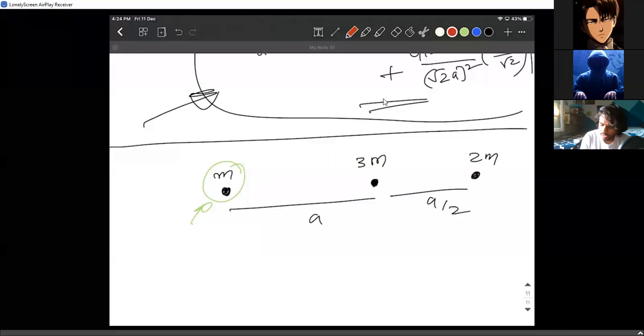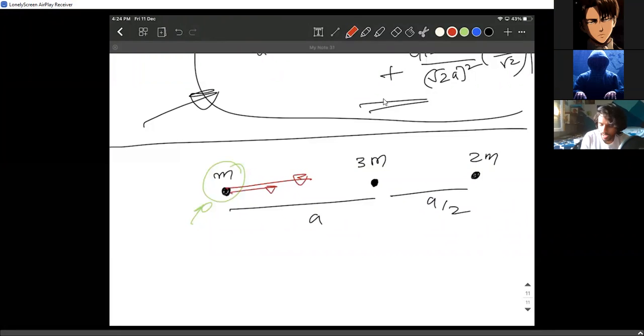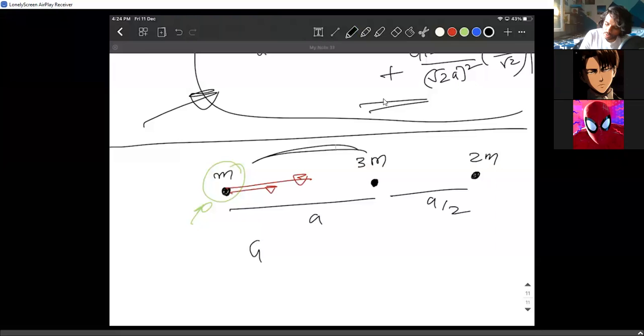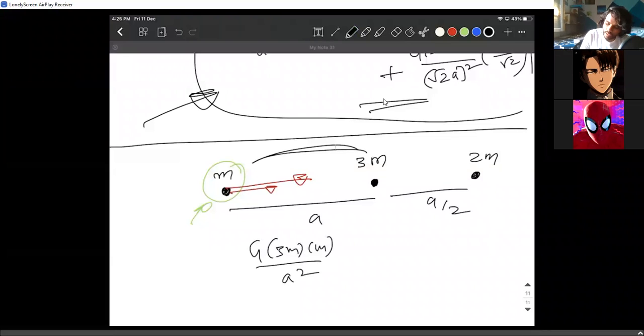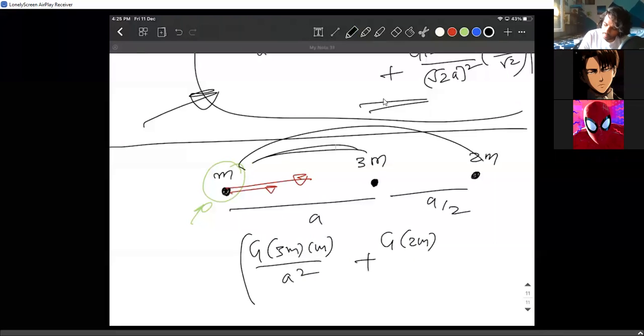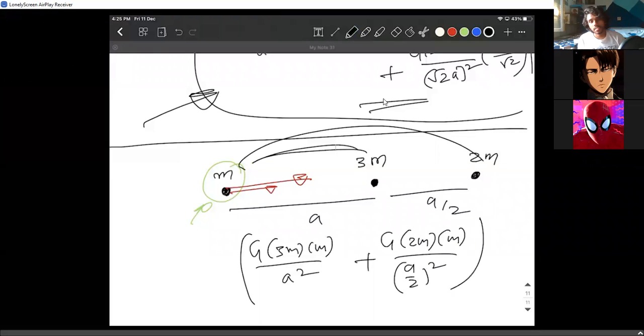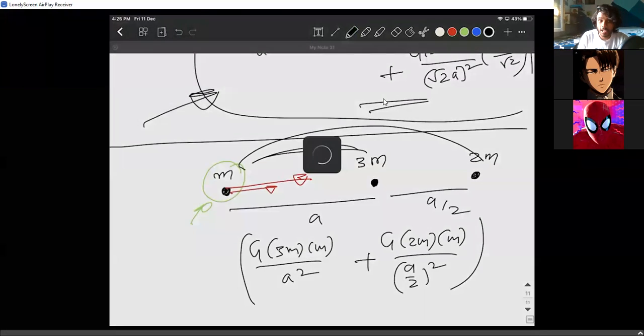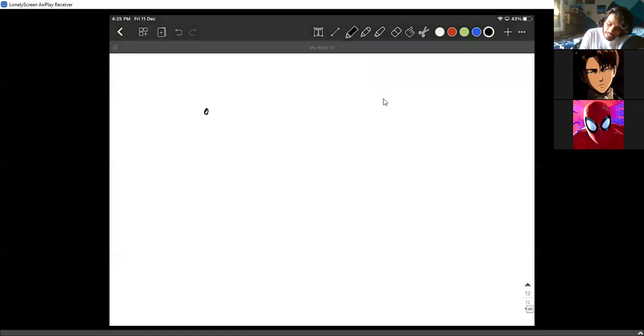I guess you can write it, right? The first force and the second force both are acting in the same direction. So all you need to do is, first of all, take these two, G 3m into m by a square, and then take these three, G 2m m by a by 2 whole square. Since they're in the same direction, I'm not putting any vectors there. But this is not the interesting part. The part where it gets interesting is this.